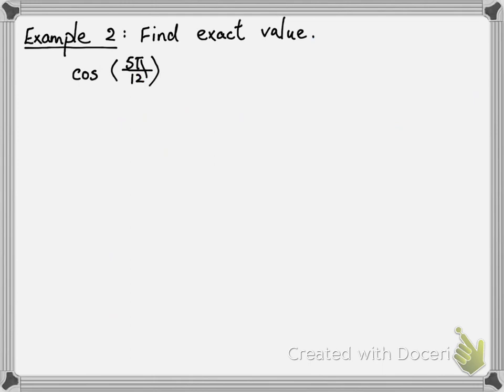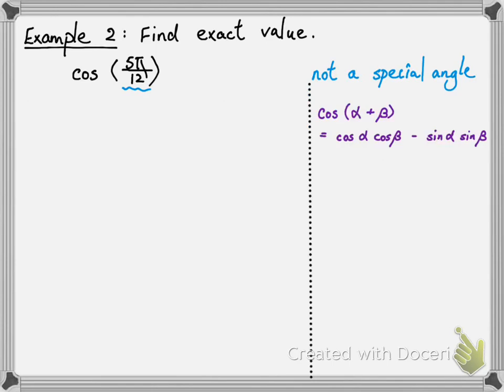Example number 2, find the exact value of cosine of 5 pi over 12. 5 pi over 12 is not a special angle. We begin to think of what identity could help us to find the exact value of this problem. Yes, we can use the sum identity of cosine. Then we think of how we can compose two numbers to make 5 pi over 12. We think of 1 pi over 12 plus 4 pi over 12, that is 5 pi over 12. That is true. However, pi over 12 is not a special angle.